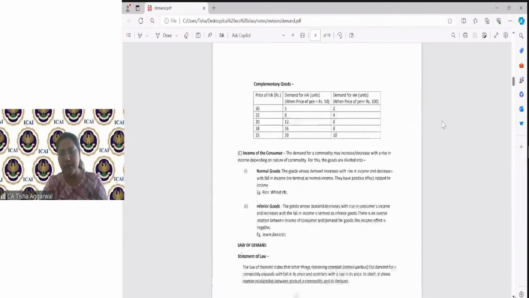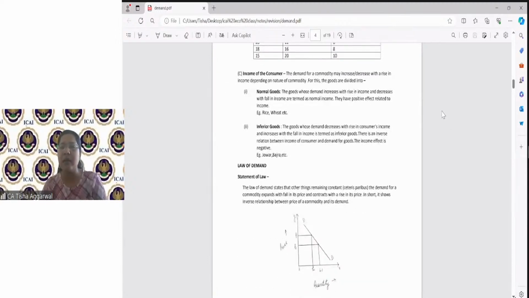After that, we have the income of the consumer. Again, income of the consumer gets bifurcated into two parts, the normal goods and the inferior goods. Normal goods are those goods which are generally acceptable by people. That means the moment your income increases, you will consume more of normal goods. Whenever your income decreases, you will consume more of your inferior goods.